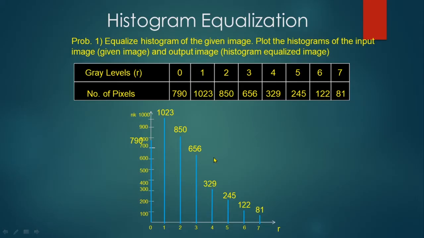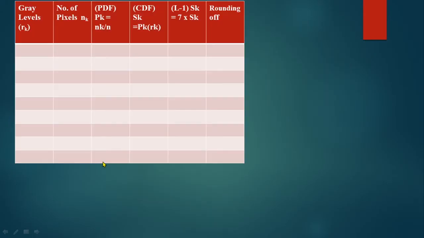Now we have to find the histogram equalization of the image. This is the given input image histogram, and you have to find the histogram equalization. To do that, you have to take this table. The table contains gray levels RK, number of pixels NK, and probability density function. We find the probability density function by dividing the number of pixels by the total number of pixels. Next, the cumulative density function, then L minus 1 into Sk, and rounding off.